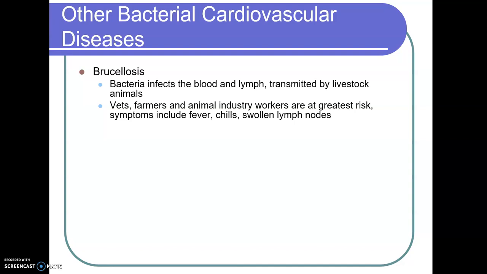Other bacterial diseases of the cardiovascular system: brucellosis. Brucellosis is a bacteria that gets into the blood and the lymph, and it's transmitted by farm animals. So veterinarians, farmers, and other people that work on farms are at the greatest risk of getting this disease. And, once again, we could call it flu-like symptoms: fevers, chills, muscle pain, fatigue, but also swollen lymph nodes. This is one that is almost exclusive to people that work around farm animals. You pretty much don't get it any other way.